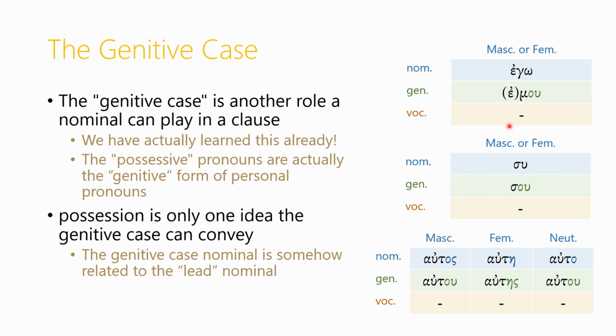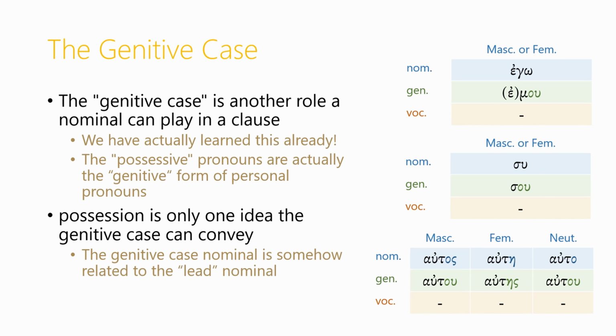So the genitive form of the first person personal pronoun, ego, is emu. And the genitive form for the second person is su. And for the third person, the genitive form was autu or autes, or in the neuter, autu again. But possession is only one idea that the genitive case can convey.